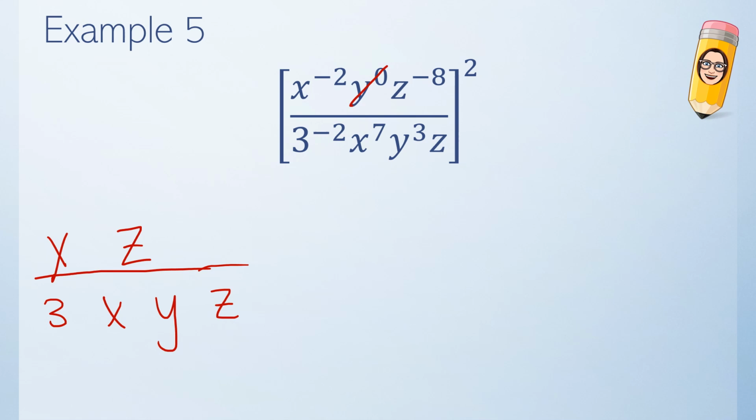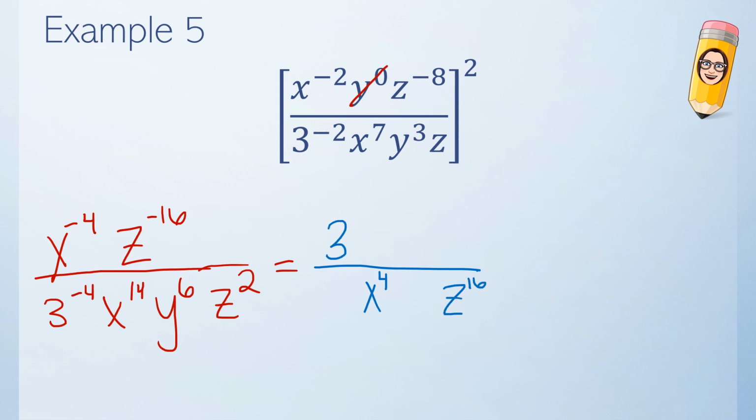So I'm going to multiply every exponent by 2. So negative 2 times 2, negative 8 times 2, negative 2 times 2, 7 times 2, 3 times 2, 1 times 2. See how you can do that quickly if you already have the bases written? All right. Next, I'm personally going to move the negatives next. X to the 4th goes to the bottom. Z to the 16th goes to the bottom. 3 to the 4th gets moved to the top. X to the 14th stays. Y to the 6th stays. And Z squared stays. See how that organized it pretty quickly?